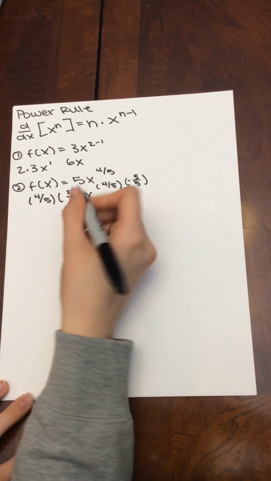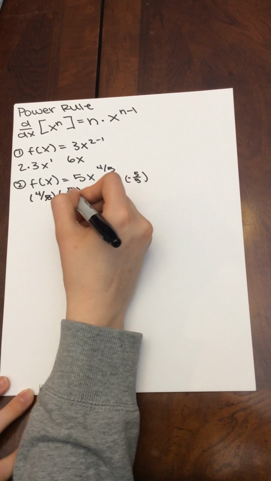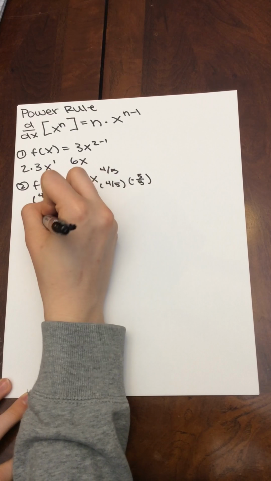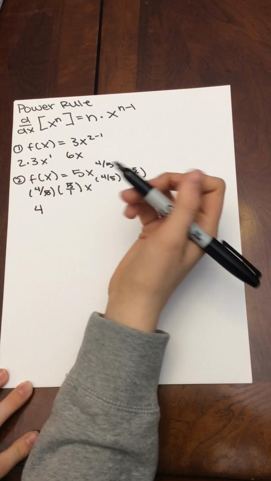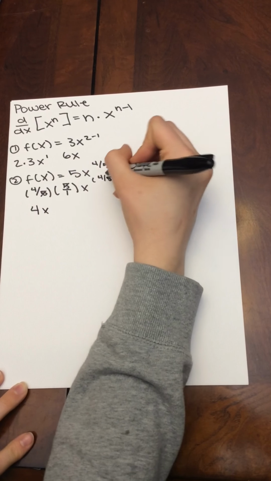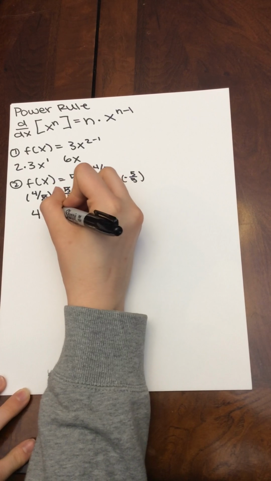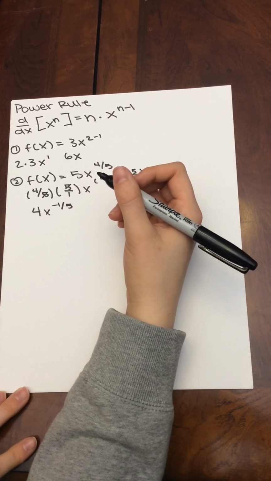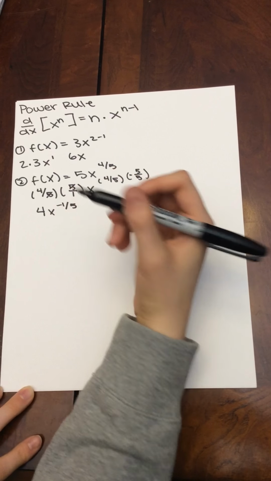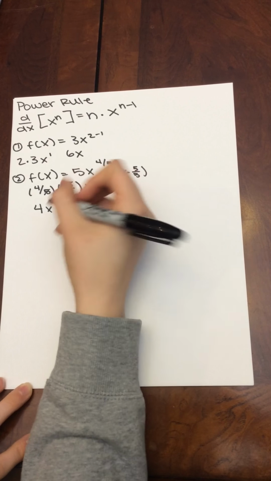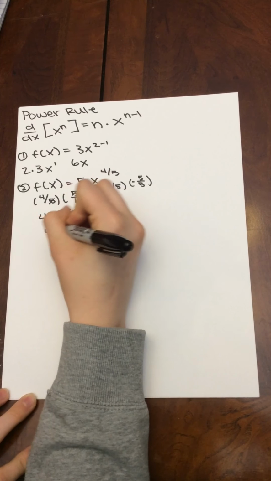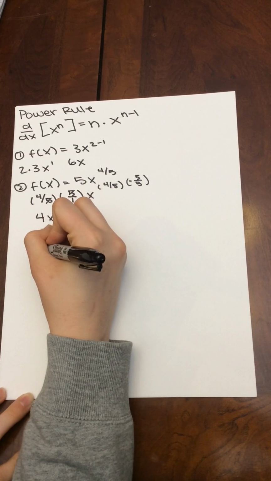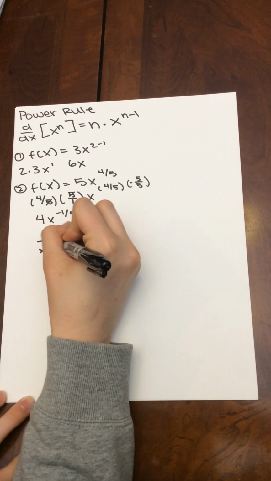So once you multiply these, the 5 on the bottom and the top cancel out, so you have 4, because 4/1 is 4. And then you have x, and 4/5 minus 5/5 is -1/5. Now, when you have a negative exponent, you always want your exponent to be positive. So you move it to the bottom. So you have 4 over x to the 1/5 power.